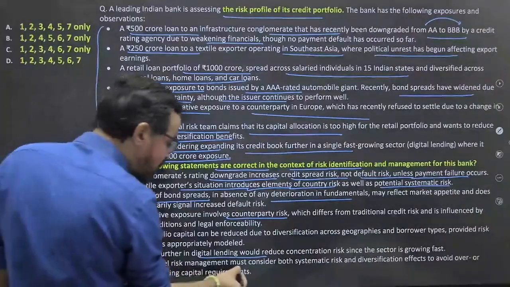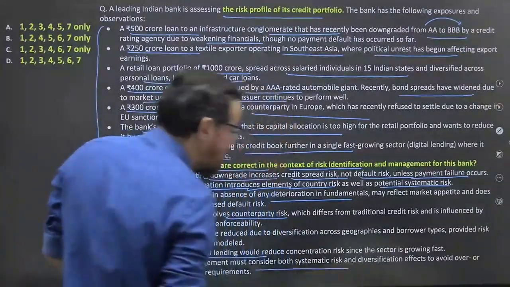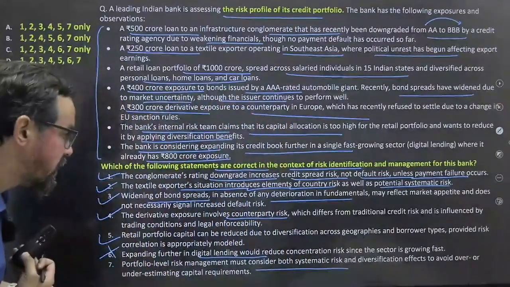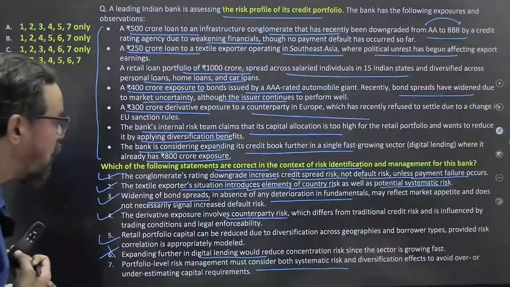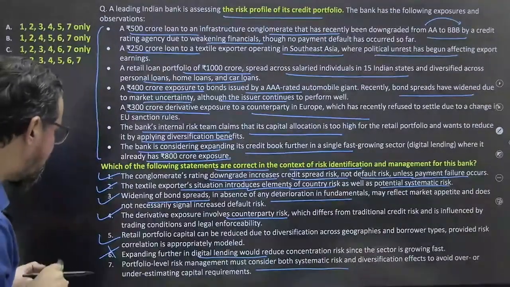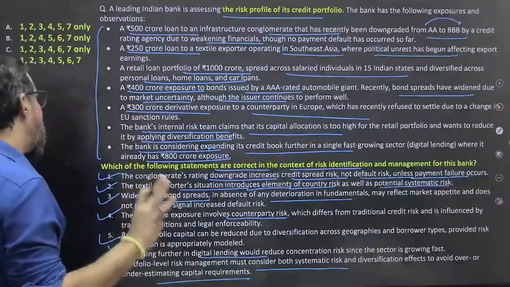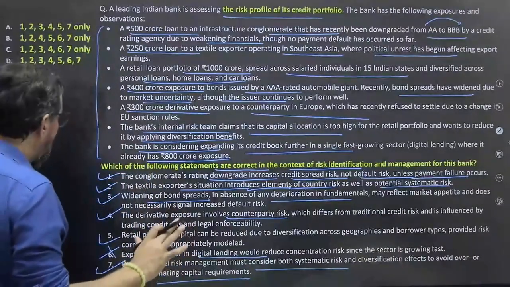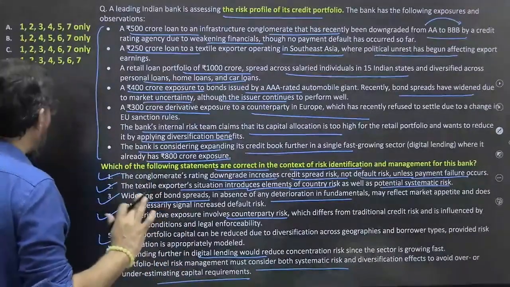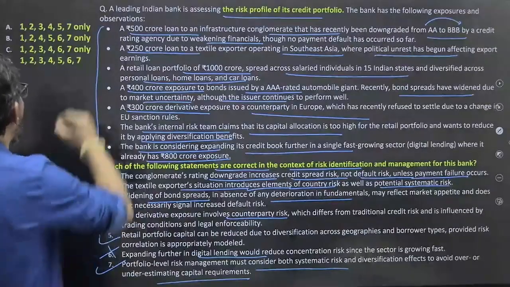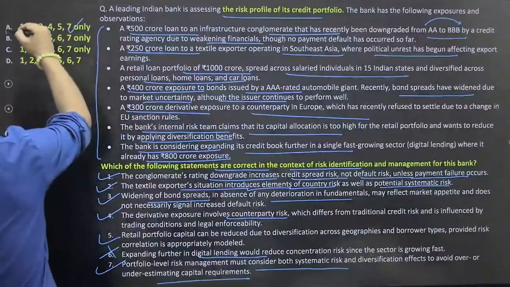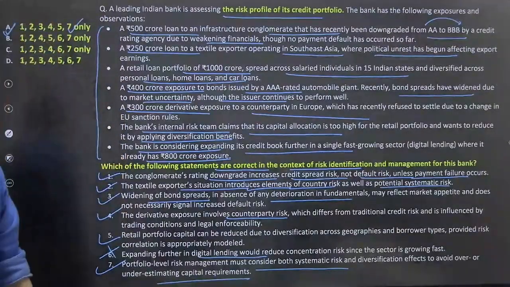Portfolio level risk management must consider both systemic and diversification effects to avoid over or under estimating capital requirements. This is also correct. Any problem with any statement, please do let me know. 1, 2, 3, 4, 5 and 7. That means option A only will be the right answer for this particular one.